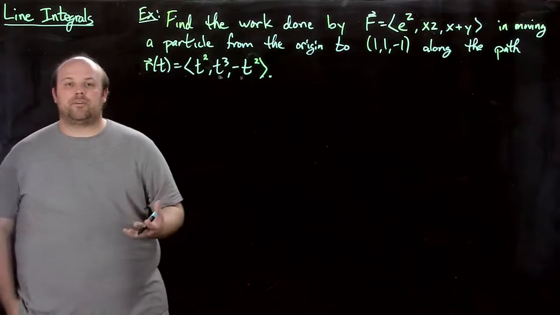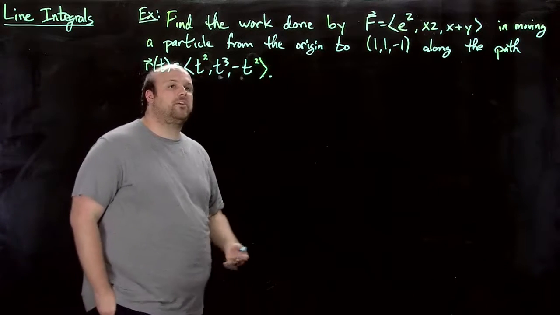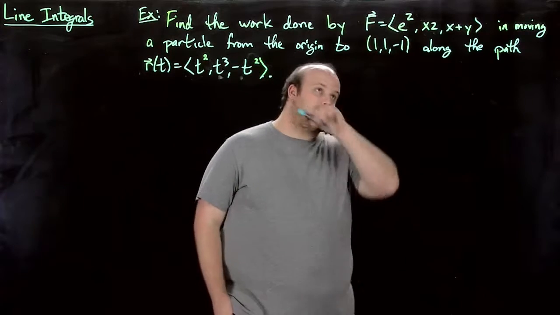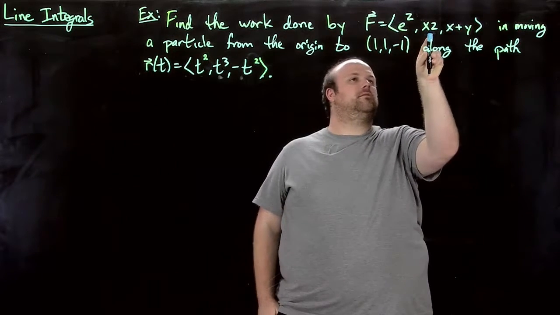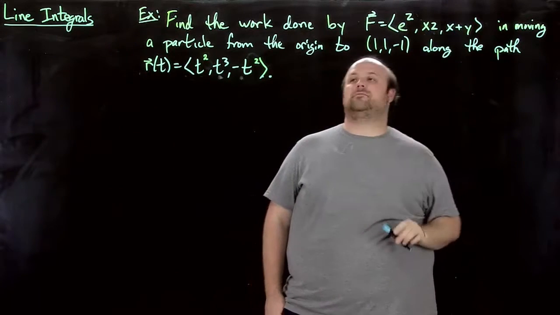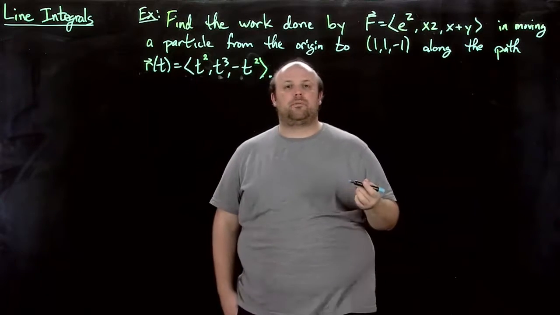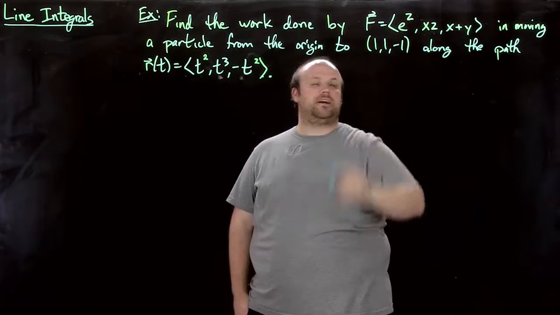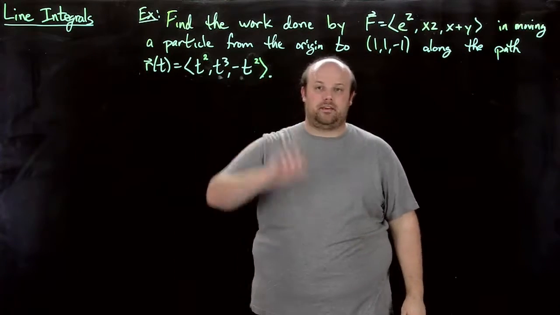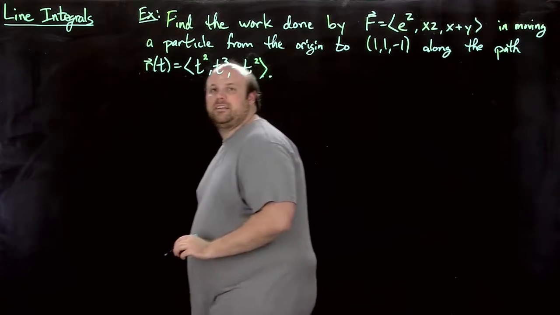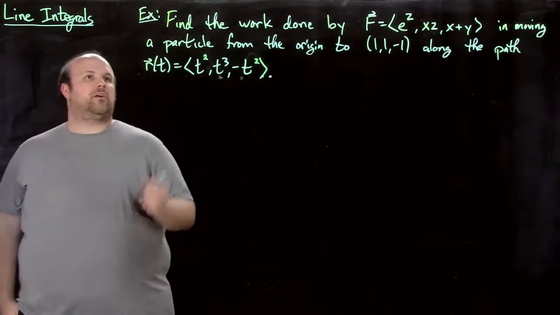So let's do one more example of this. We want to find the work done by this force field, e to the z, xz, x plus y, as it moves a particle from the origin to (1, 1, -1) along this path here: t squared, t cubed, minus t squared.